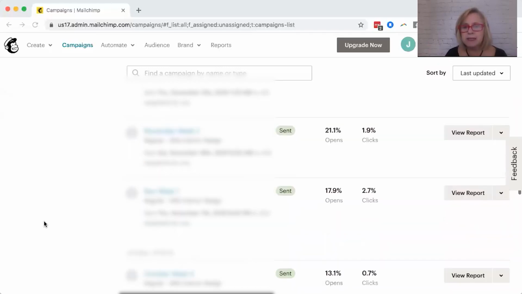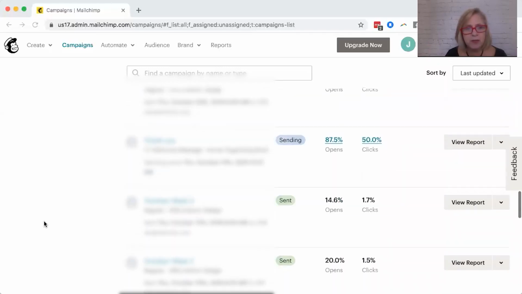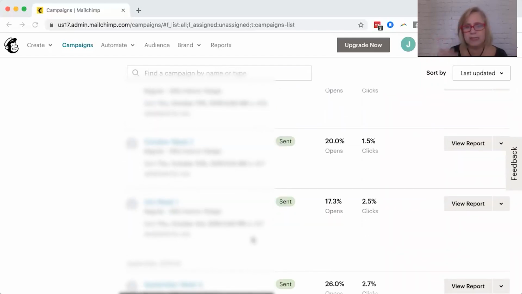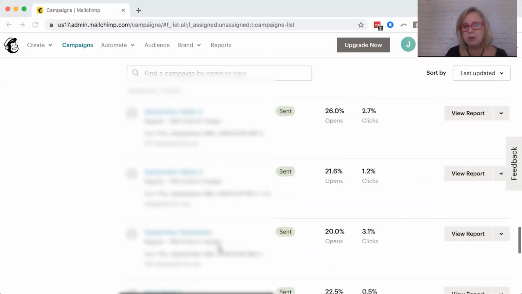And you can see on this particular one, it fluctuates up and down a bit. That big one right here was a thank you message for an opt-in. So that's a little bit different. That's going to be a different number than a regular weekly email. But you can see these jump up and down a little bit.